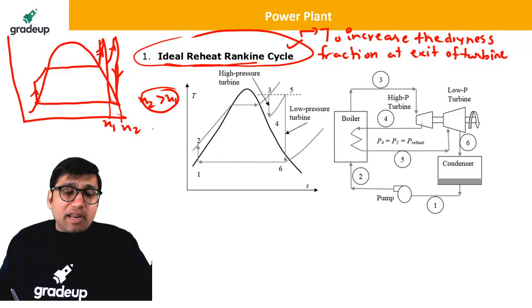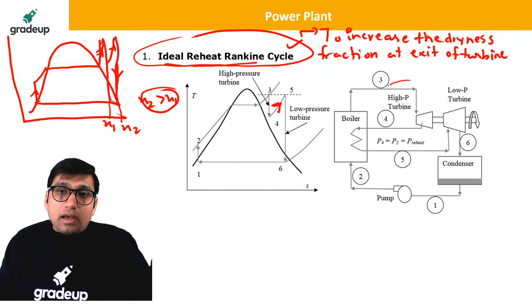So what is the purpose of reheating? Reheating is basically done to increase the dryness fraction. In that, between two turbines, one high pressure turbine and one low pressure turbine, we will be using a reheater. This is a reheater.